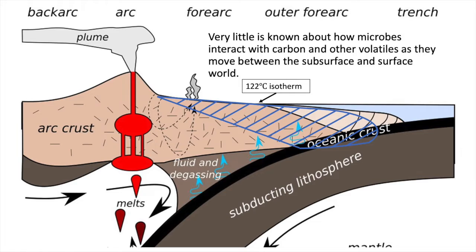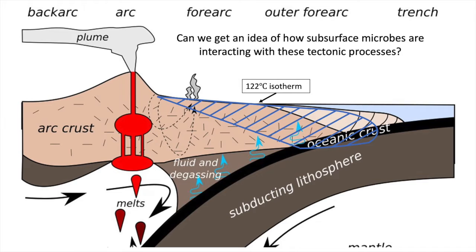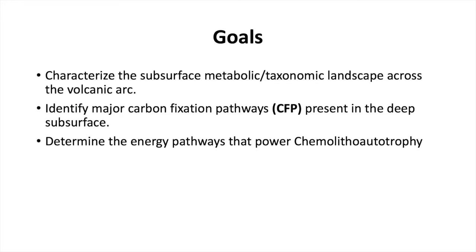However, very little is known about how microbes interact with the carbon and other volatiles as they move between the surface and subsurface world. So we want to know if we can get an idea of how these microbes interact with these tectonic processes. The goals of this project are threefold. First, we wanted to characterize the subsurface metabolic and taxonomic landscape across the Costa Rica subduction zone. Then we wanted to identify the major carbon fixation pathways in the deep subsurface. And finally, we wanted to determine what energy pathways power chemolithoautotrophy within the subsurface system.